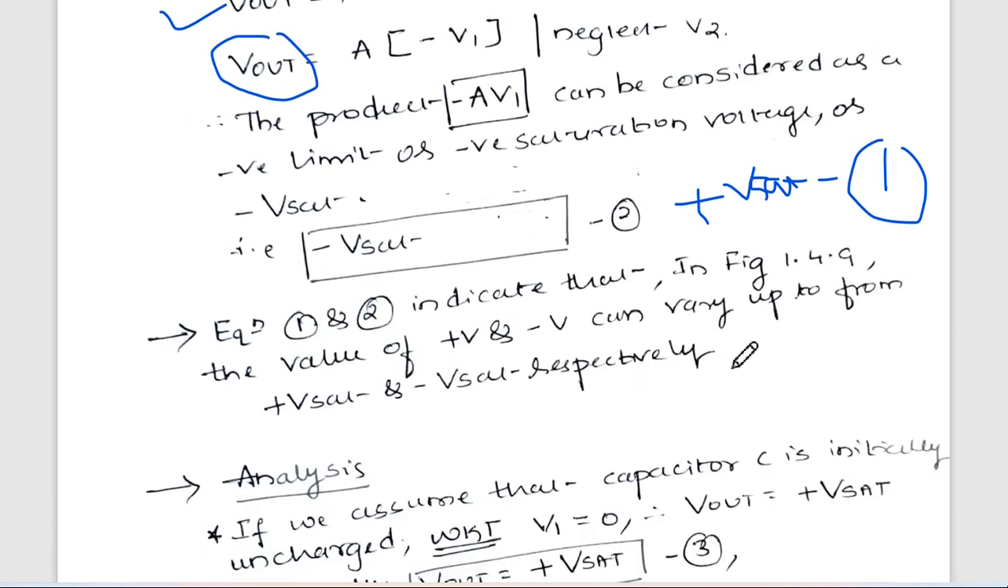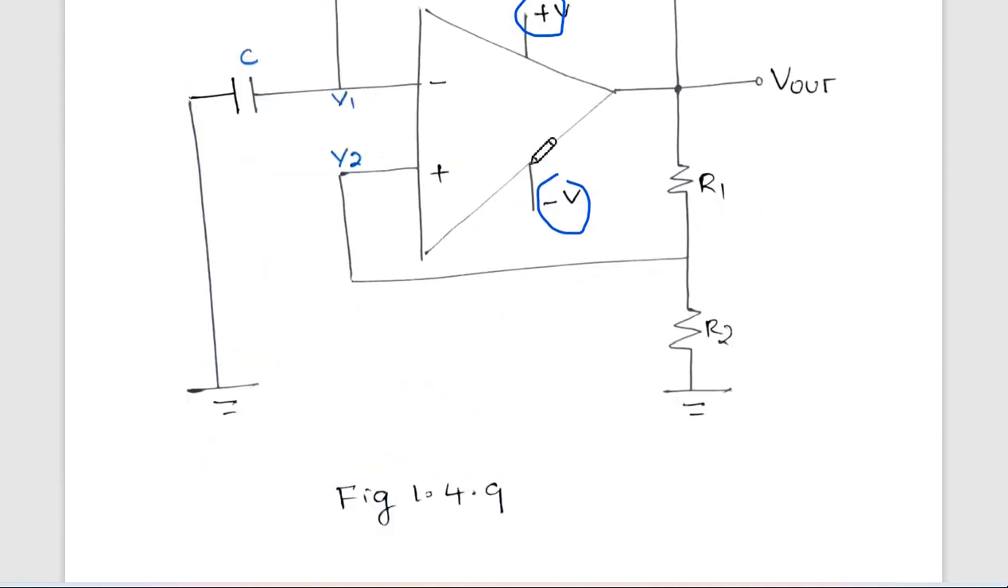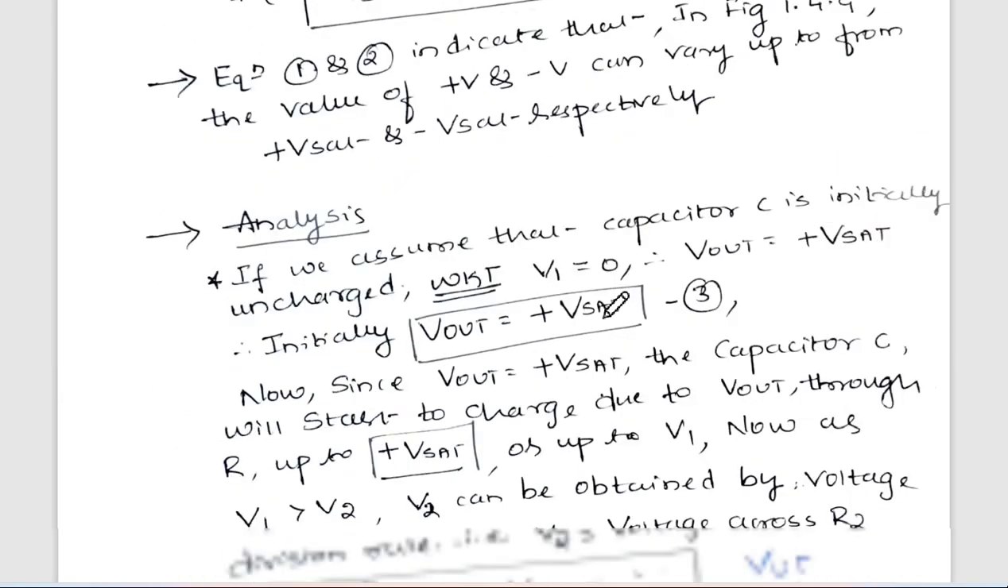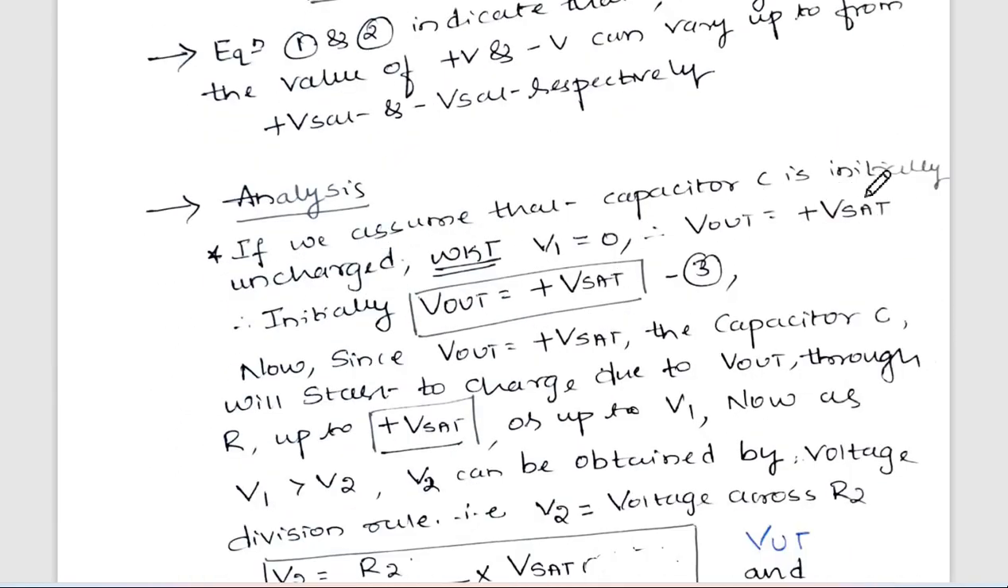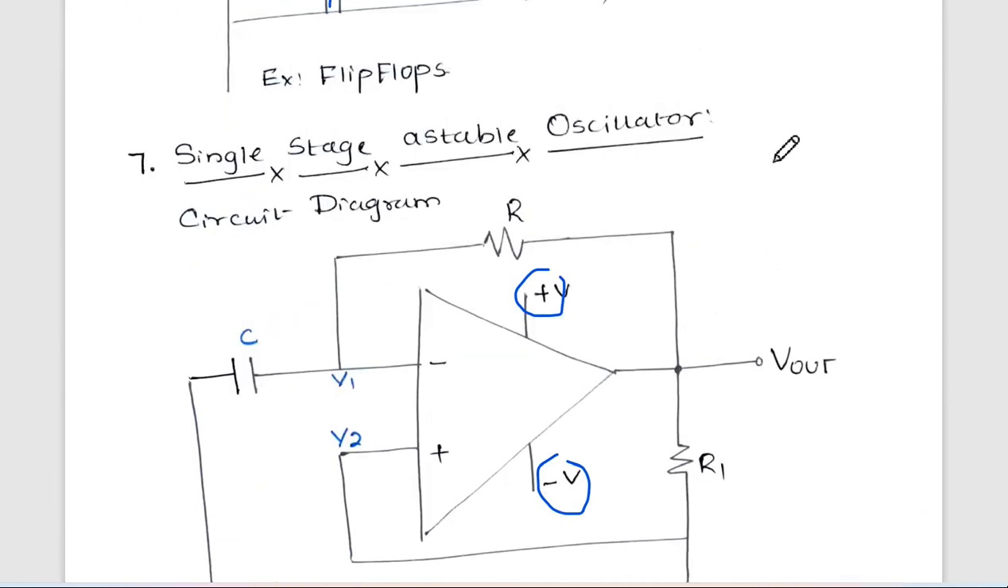Okay, by considering equations 1 and 2, in figure 1.4.9, the values of plus V and minus V can vary only up to these values, minus A V1 or plus A V2. If I consider such conditions for analysis, we assume that capacitor C is initially uncharged. Any capacitor that is uncharged indicates zero voltage.